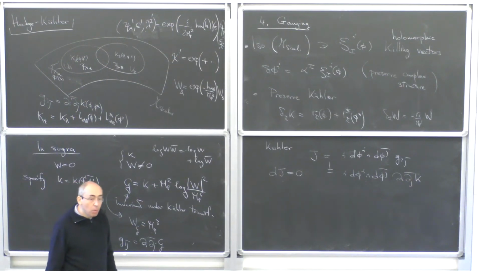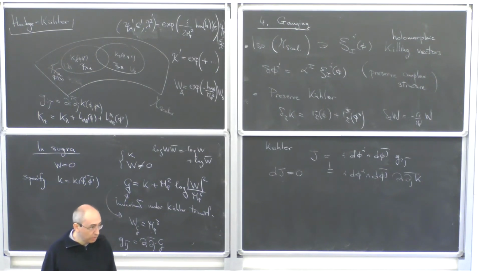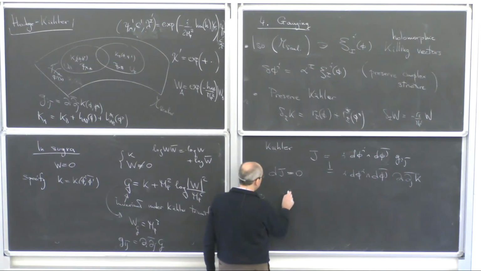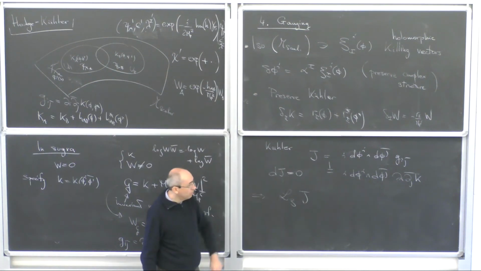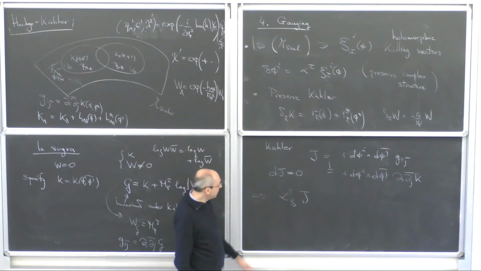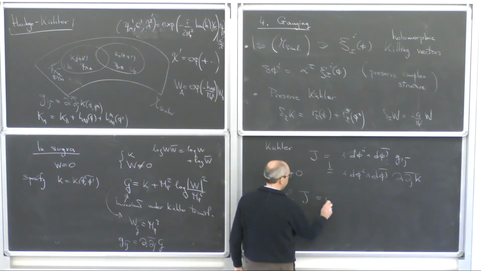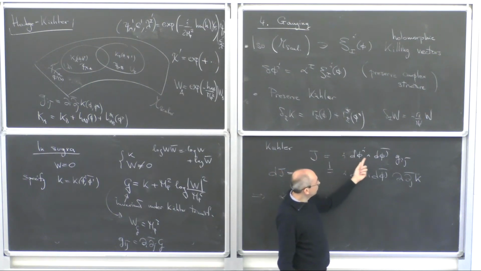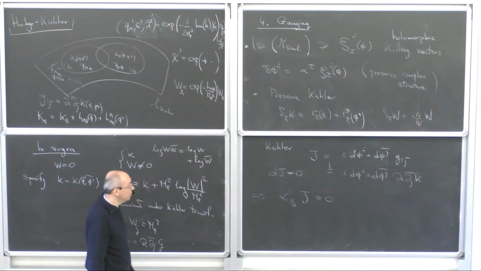So now the fact that you want your isometries to preserve the complex structure and the Kähler structure of your manifold means that your isometries should preserve the Kähler form. Meaning that if I take the Lie derivative of J, I should get 0. This follows from the fact that I want my isometries to preserve the complex structure as well as the Kähler structure.